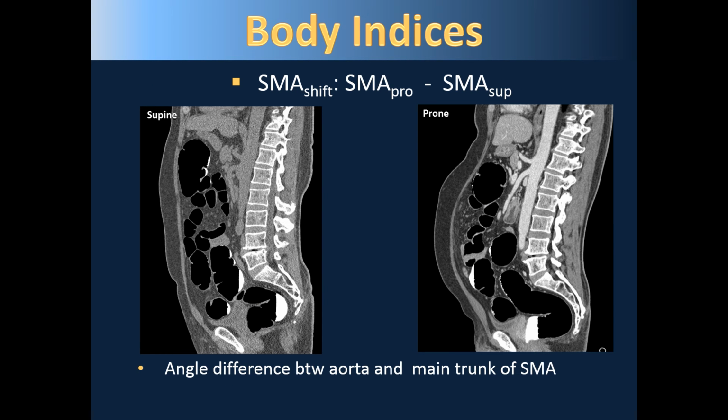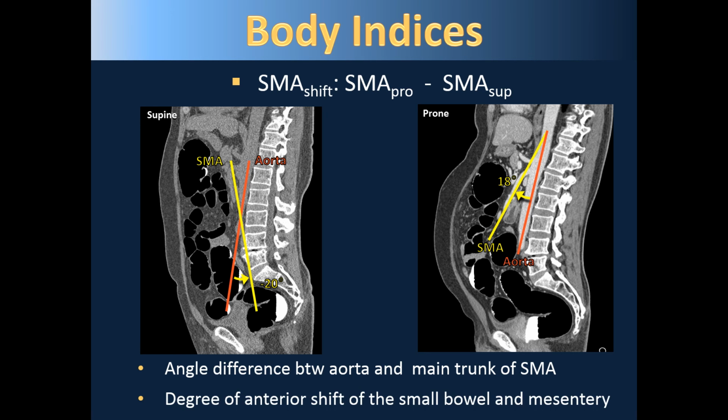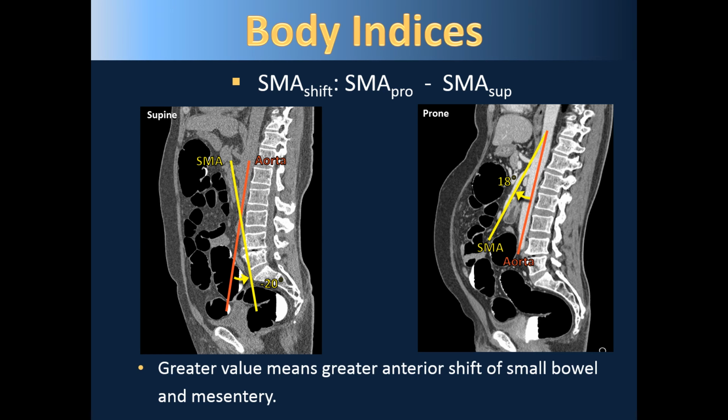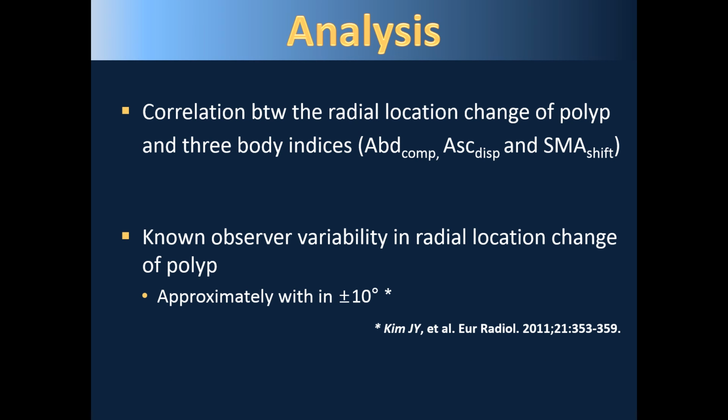Last, we measured the angle between the abdominal aorta and the proximal trunk of the SMA on both supine and prone CT scans. The SMA angle difference during positional change from supine to prone position represented the degree of anterior shift of the small bowel mesentery in prone position. So a greater value means greater anterior shift of the small bowel mesentery on prone CTC. We figured out the correlation between radial location change of the polyp and the 3 body indices using Spearman correlation analysis. And we took the known observer variability from a previous study, which was approximately 10 degrees.